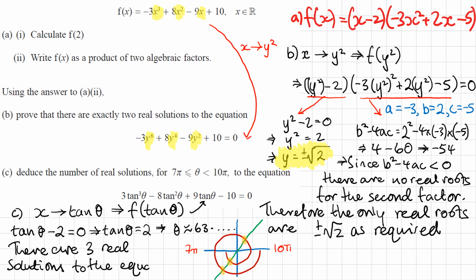So it's a combination of using a little bit of trigonometry to work out where the solution would be, my principal one, and a CAST diagram, and just seeing where all those other roots would be.